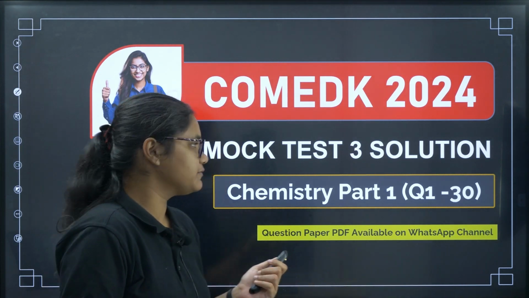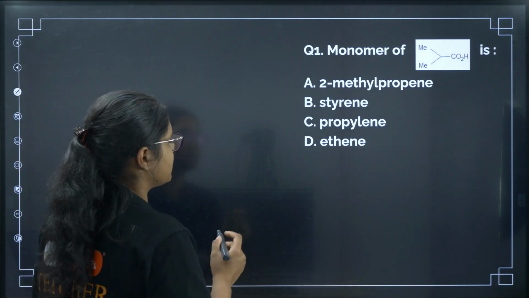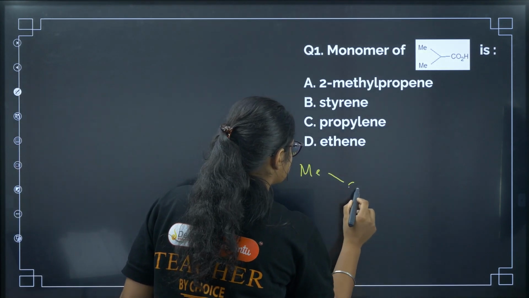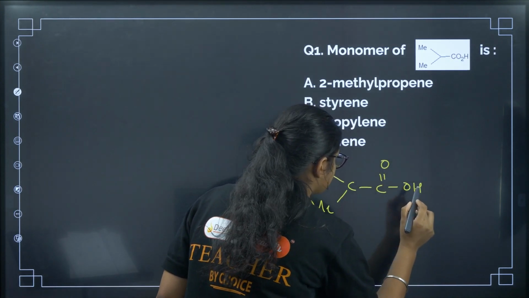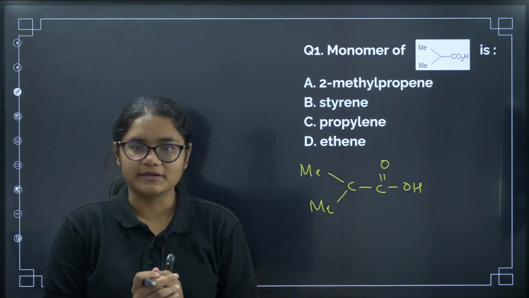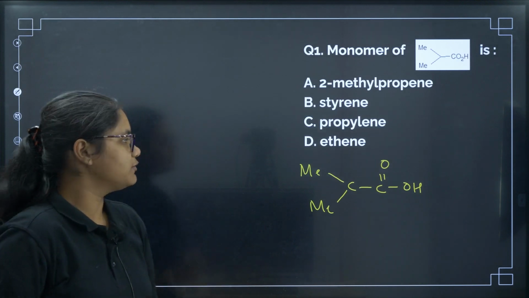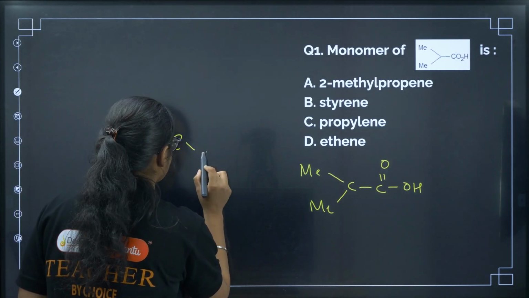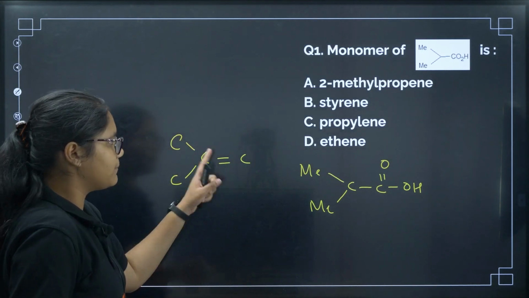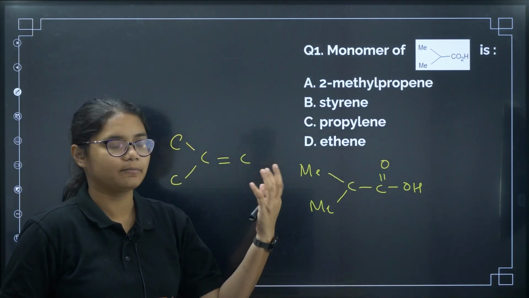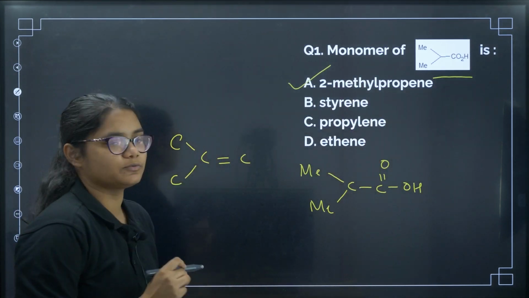Okay, so let us start with the first question here. Monomer of the compound given is methyl, and again we have methyl, and we have here COOH. Once you see this, you might think this question comes from polymer or something, but in hydrocarbons also there is a polymerization reaction. If you see this one, 2-methyl propene, when this compound undergoes polymerization, we get the given compound. So the correct answer for this question is option number A.